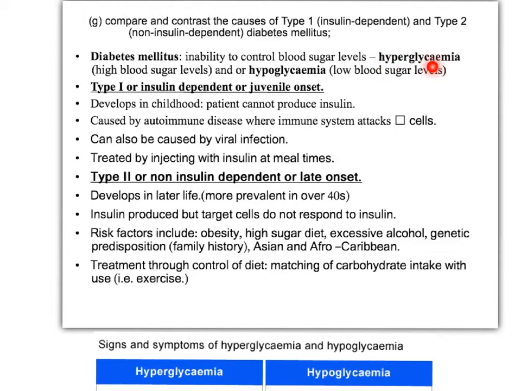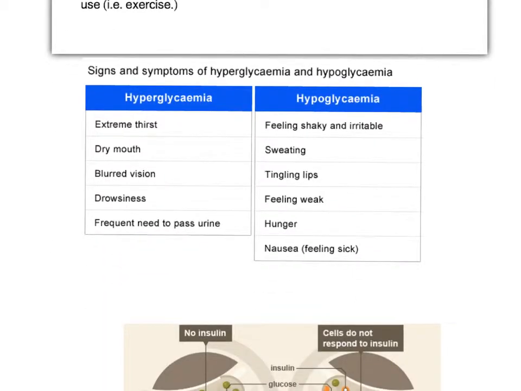Okay, so diabetes mellitus is an inability to control blood sugar levels. Either you can have blood sugar levels which are too high, which is known as hyperglycemia, or you can have blood sugar levels which are too low, which is known as hypoglycemia. The symptoms of those are summarized here.